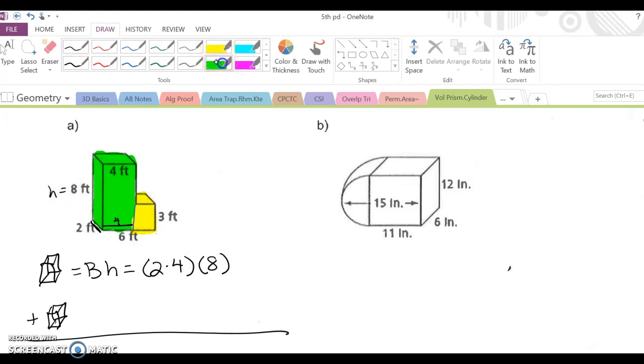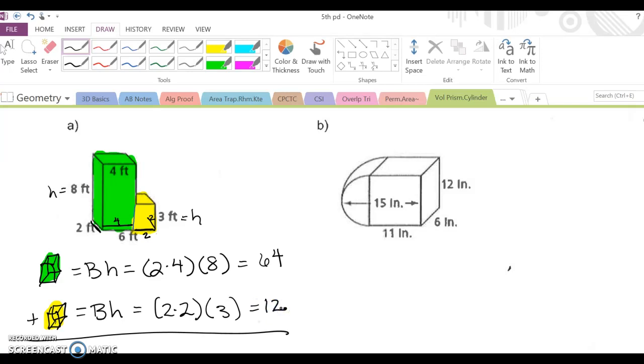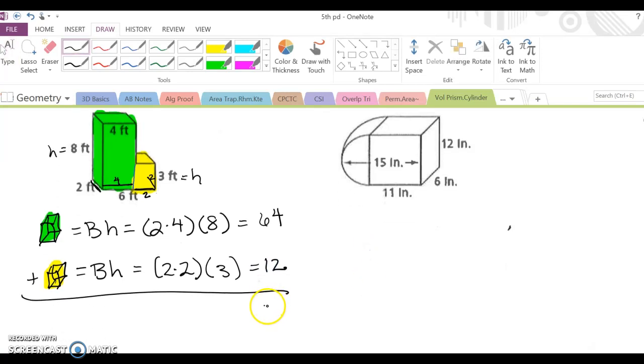Okay. Then for the yellow prism, we've got area of the base times height, so that's going to be 2 again, from front to back is still 2, and then this right here we know is 2 also, because 6 minus the 4 we already used up for the green prism leaves us with 2 for the yellow. So 2 times 2 for the base, and then our height on this guy is 3. Okay, so we have 64 for the green prism, we've got 12 for the yellow prism, we add those together and we get 76 feet cubed.